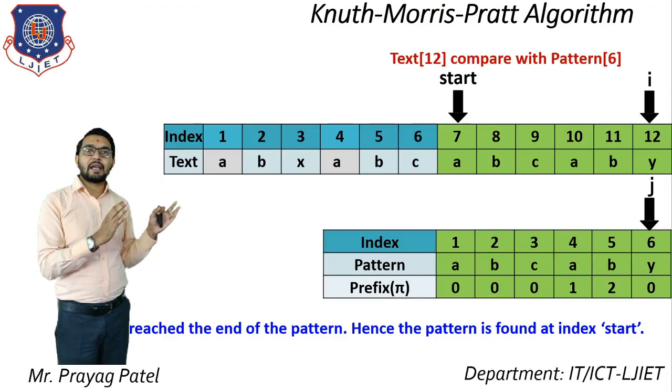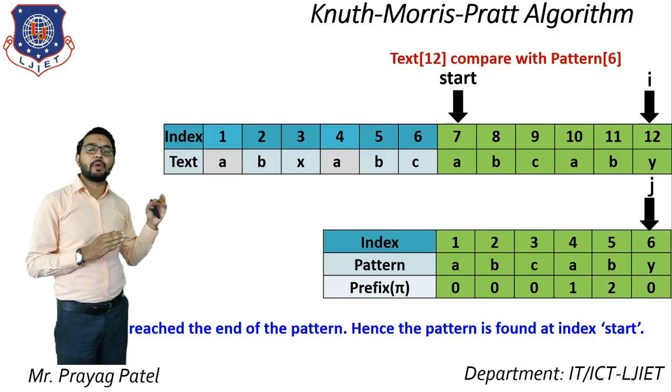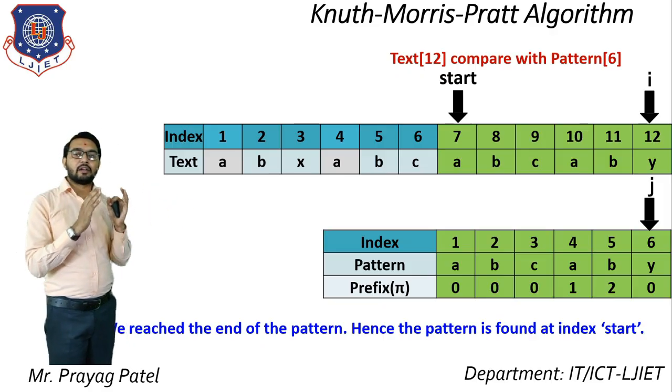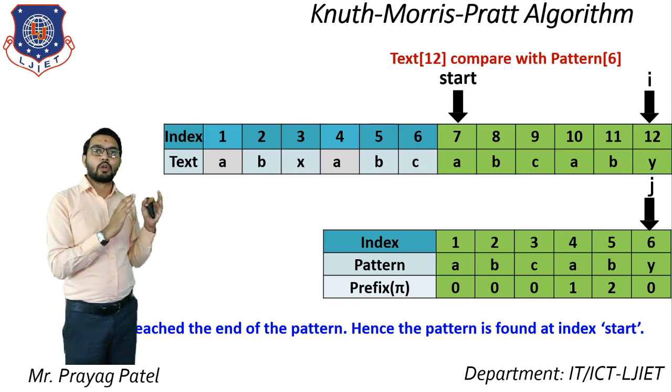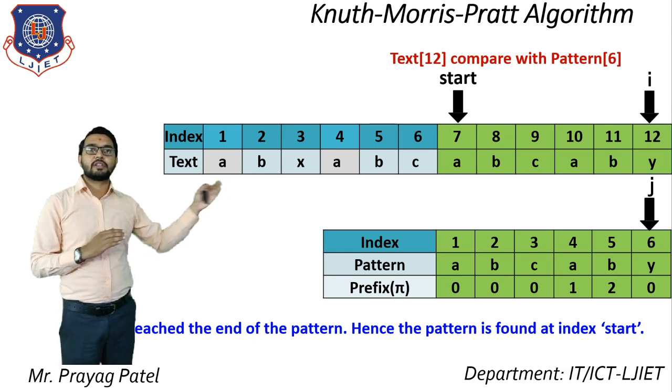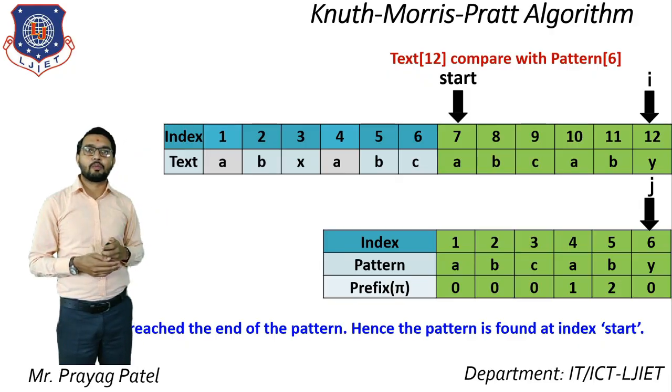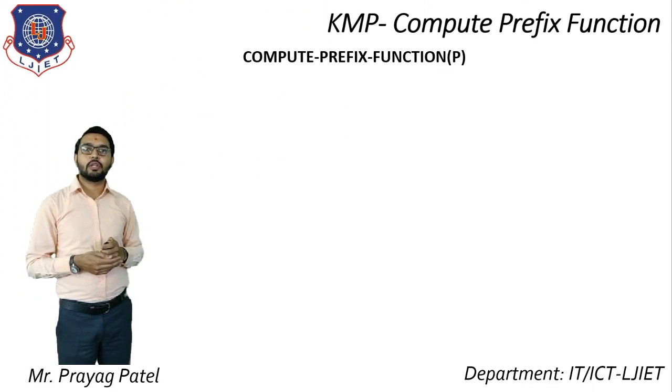So consider the last match is text 12 compared with pattern 6. So we can say that our pattern is found at a particular location, from location 7 to location 12, using the KMP algorithm.